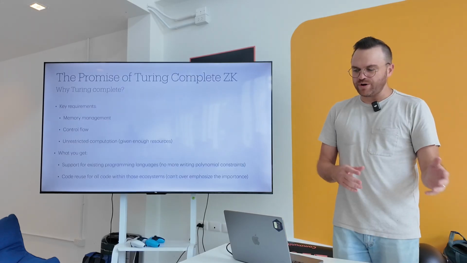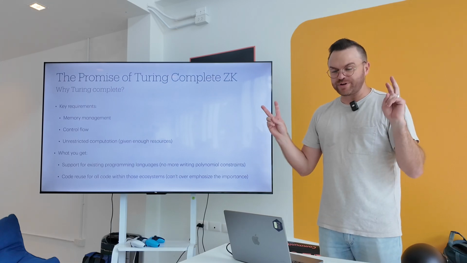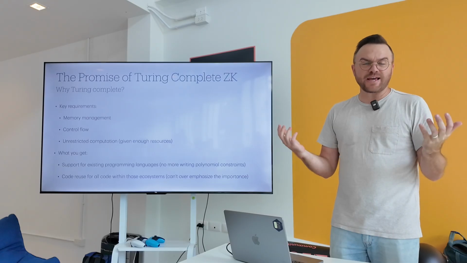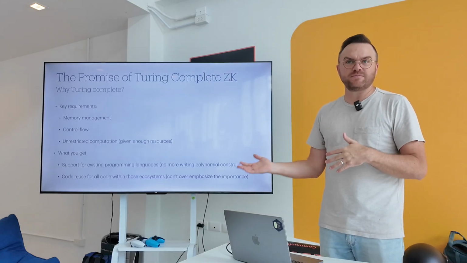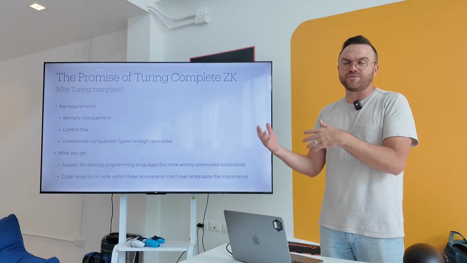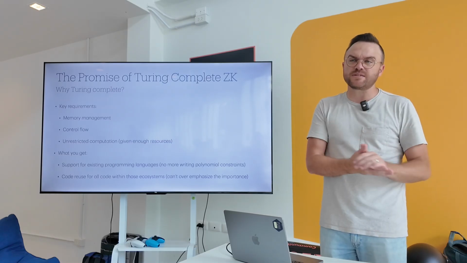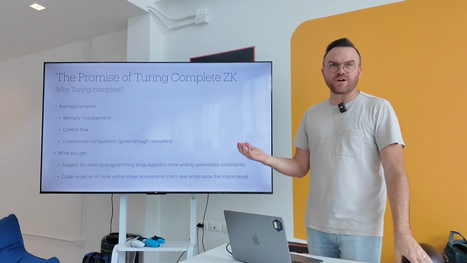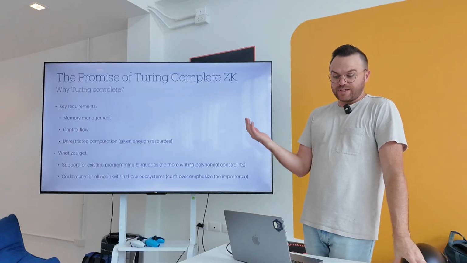And so the promise of Turing Complete ZK, or we could call it general purpose ZK, is really exciting and compelling. Like, what if we could stop writing all of these circuits over and over again in different proof systems, and we could just reuse existing code that we know is secure, that we know is audited? That would be really compelling, right?